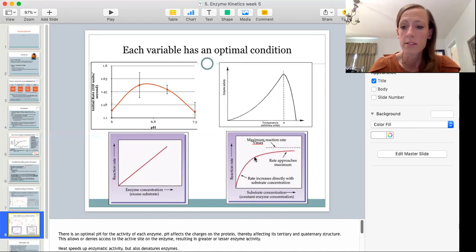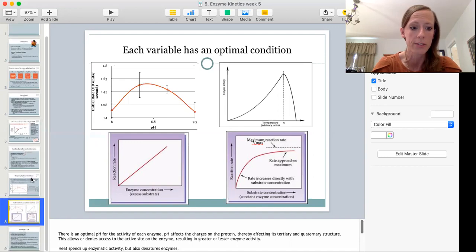Then you will see this tapering off, this leveling off, because all the enzyme is already being met by substrate. So even if you pour more substrate in there, you can't increase the rate any further because all of that enzyme is already saturated, okay? All right, so those two are similar to what you will be creating after this week's lab.